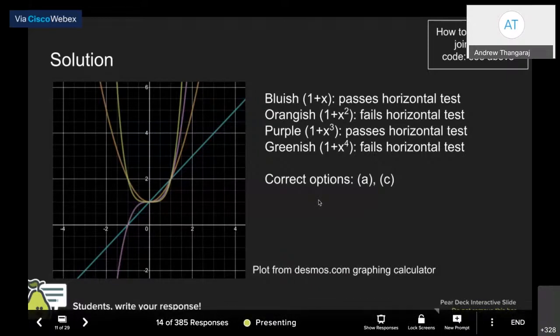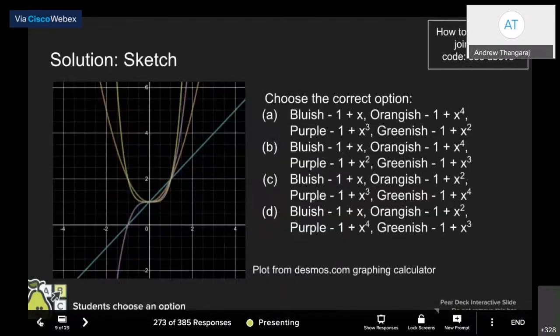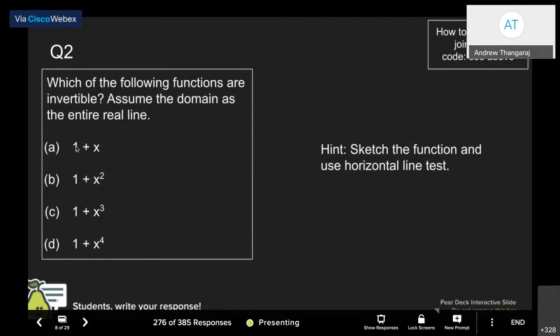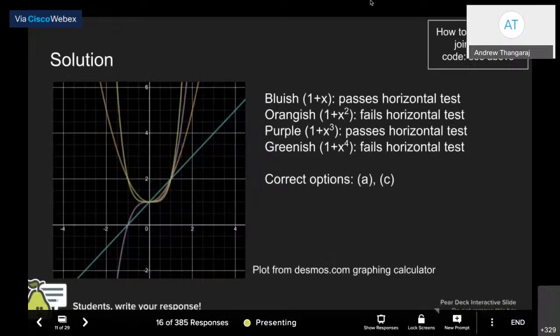What is the proper question here? The question is this one, right? This is the question. Okay, 1 plus x and 1 plus x cubed. Both of these, this is the horizontal line test. These two will pass the horizontal line test, and they end up being invertible. Okay. All right. So let me just quickly go and see if there are any questions on the chat.